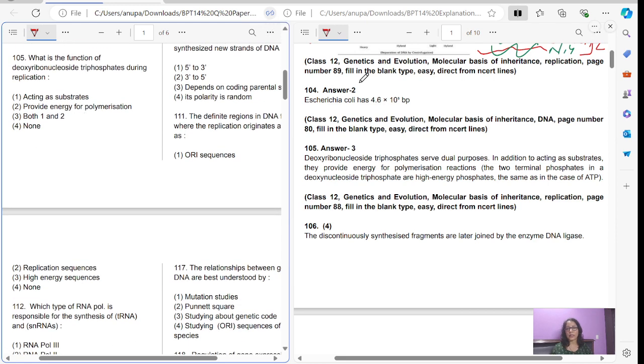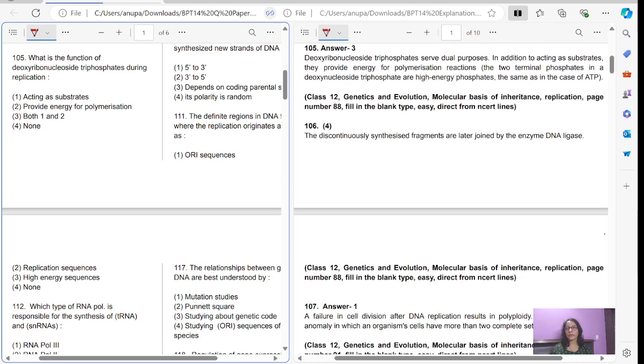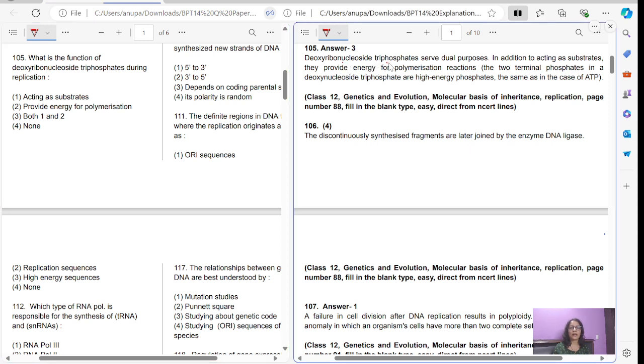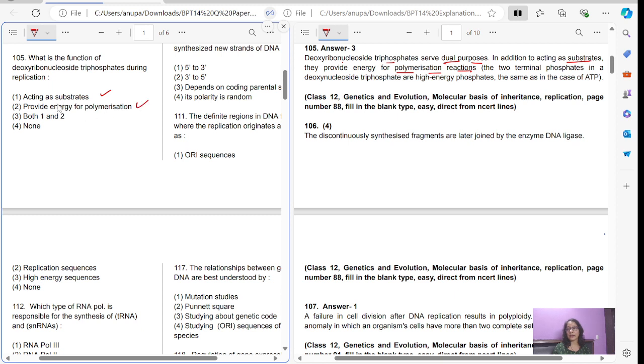Now let's move to the next question, that is question number 105. Question number 105 states that what is the function of deoxyribonucleoside triphosphate during replication? And the options are acting as substrate, provide energy for polymerization, both 1 and 2, none. Let's see the function of deoxyribonucleoside triphosphates. They serve dual purpose, means it acts as a substrate and they also provide energy for polymerization reaction. And here both these are mentioned, that in option 1 it is acting as substrate, whereas in option 2 it is provide energy for polymerization. So answer for this question will be option number 3, both 1 and 2.